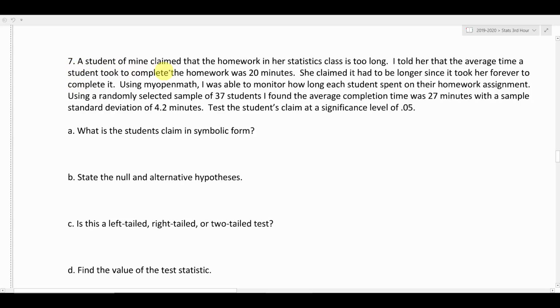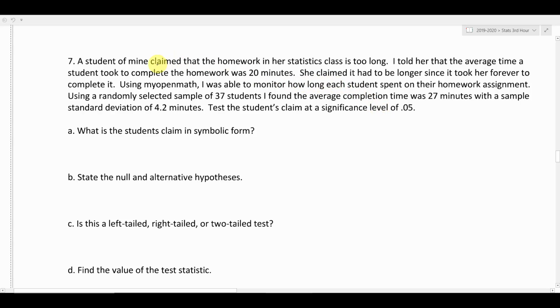All right, so it says a student of mine claimed that the homework in her statistics class is too long. I told her that the average time a student took to complete the homework was 20 minutes. She claimed it had to be longer since it took her forever to complete it. Using MyOpenMath, I was able to monitor how long each student spent on their homework assignment. Using a randomly selected sample of 37 students, I found the average completion time was 27 minutes with a sample standard deviation of 4.2 minutes. We want to test the student's claim at a significance level of 0.05.